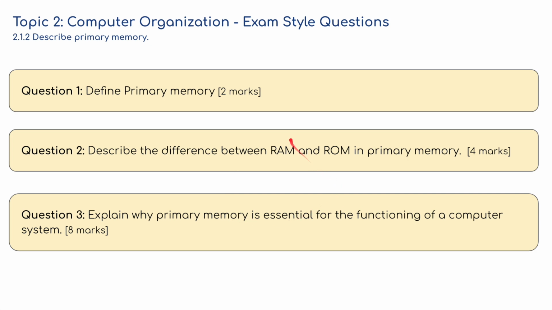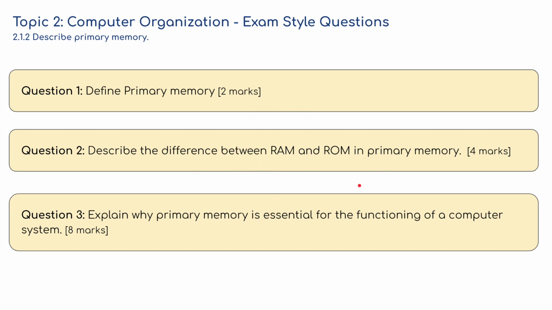As always, we have 3 exam-style questions. Question 1, define primary memory, 2 marks. Question 2, describe the difference between RAM and ROM in primary memory, for 4 marks. And finally, for 8 marks, explain why primary memory is essential for the functioning of a computer system. Okay, so if you don't want to see the answers, pause the video, have a little go.